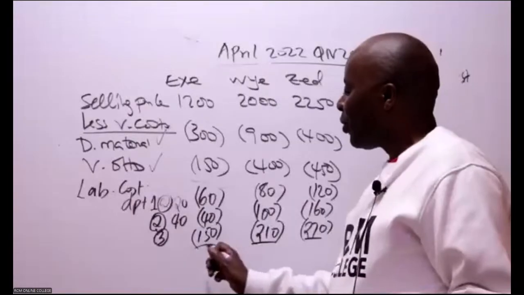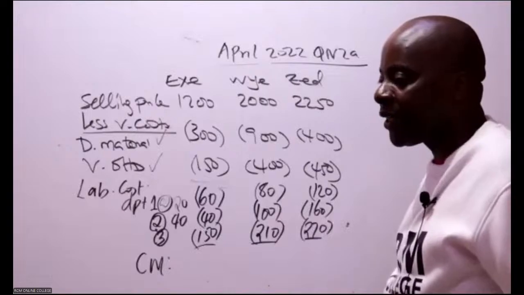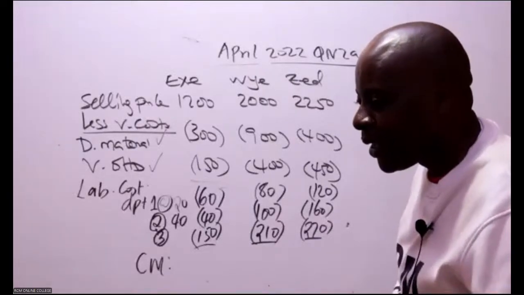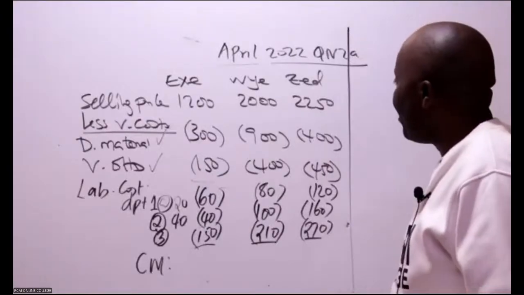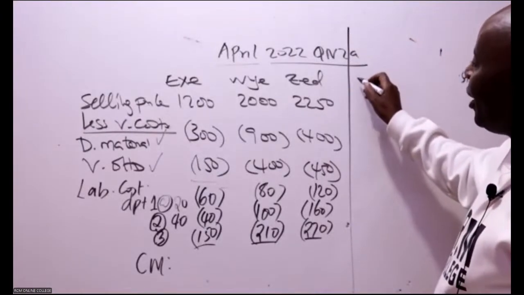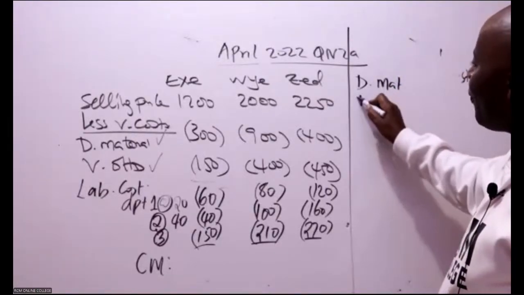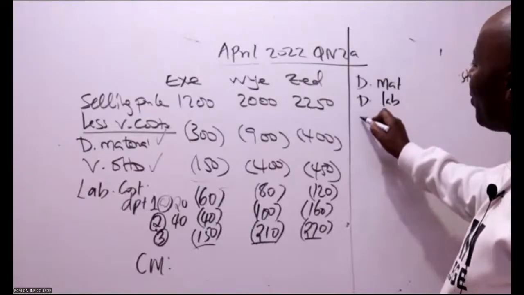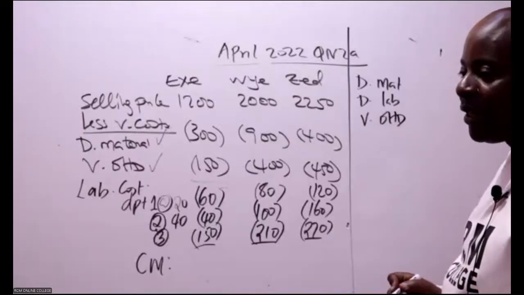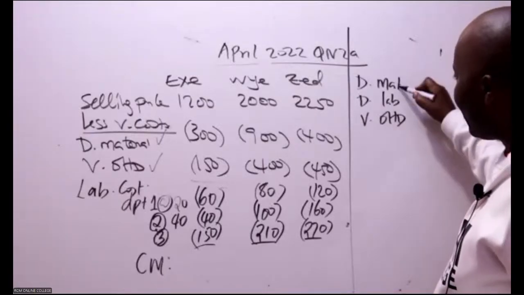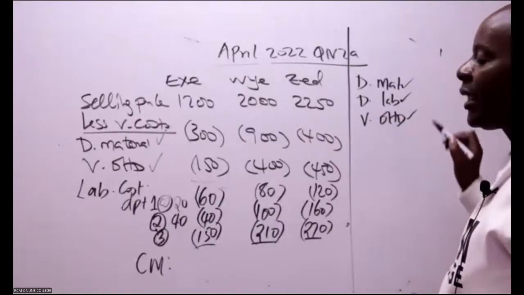So now you are able to give me what we call contribution margin for each product. Labor cost is part of variable cost. Thanks for asking. Remember, variable costs are normally 3. In most cases, we shall have direct material cost, direct labor cost, and variable overheads. So don't bring fixed overheads.